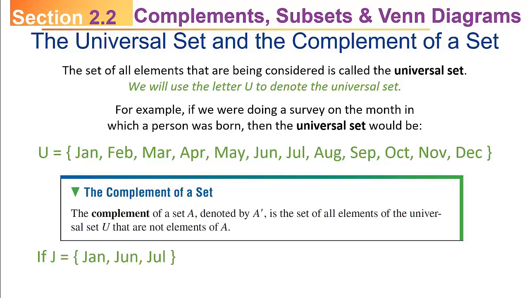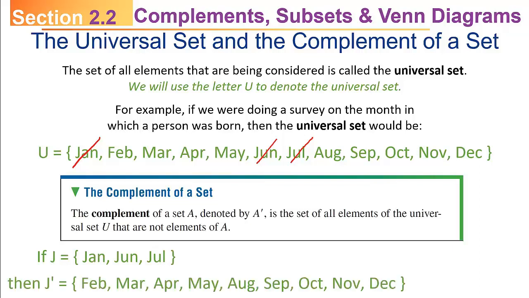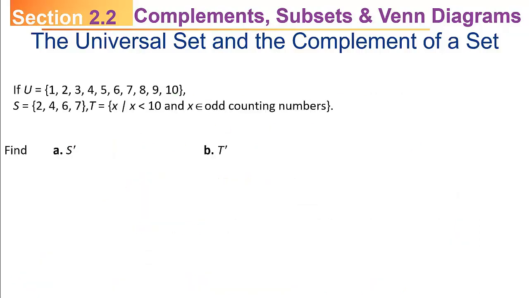For example, if the set J is the set containing January, June, and July, then the complement of J would be: you go up to the universal set and you cross out the elements of J, which would be January, June, and July. Those happen to be the months that start with the letter J. And what you're left with is the complement of J. So J complement is the set containing February, March, April, May, August, September, October, November, December.